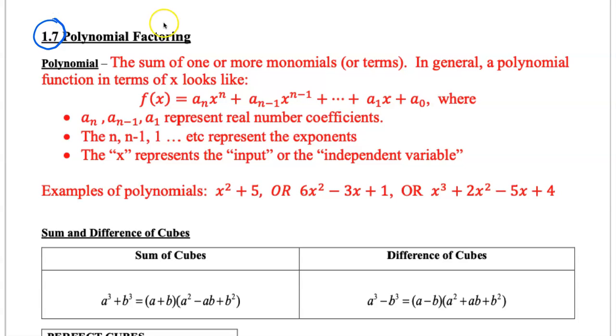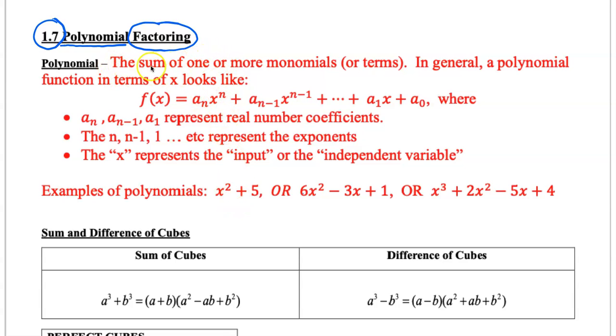In this section we are going to revisit the idea of factoring, but we're going to be looking at expressions that are not necessarily quadratic, meaning having a highest exponent of 2, which is why we're calling this polynomial factoring. So the question might be, what is a polynomial? I have kind of a definition here, but let me explain it.